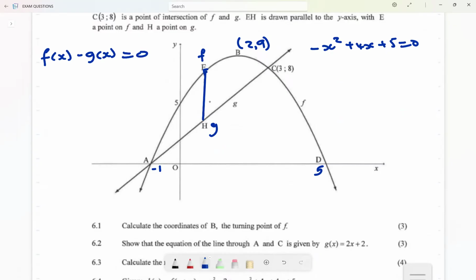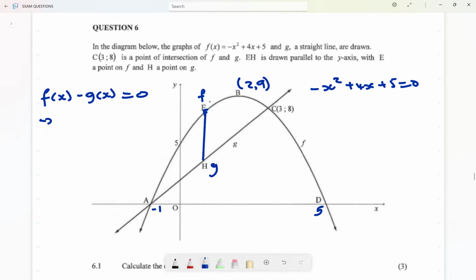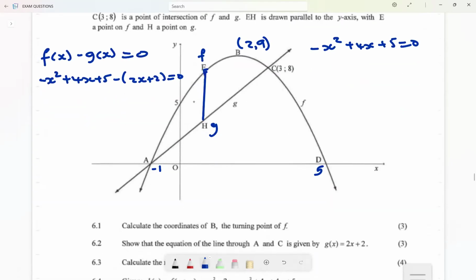And then what is graph of f? It's going to be negative x squared plus 4x plus 5 minus 2x plus 2, equal to 0 again. And then when I do my mathematics thereof, it's going to be negative x squared plus 4x minus 2x, which is 2x, 5 minus 2, which is 3, equal to 0. And then this is just an equation, but I want what?